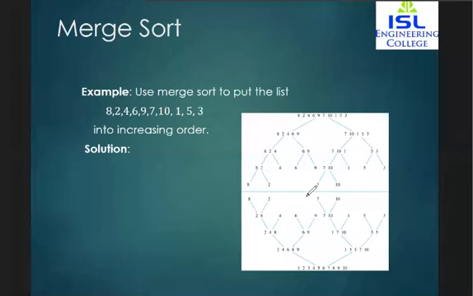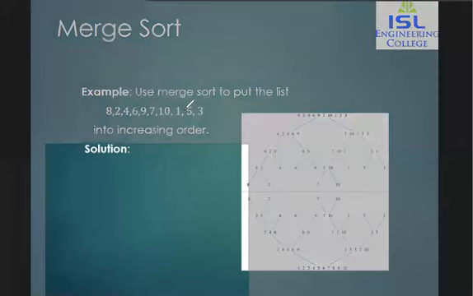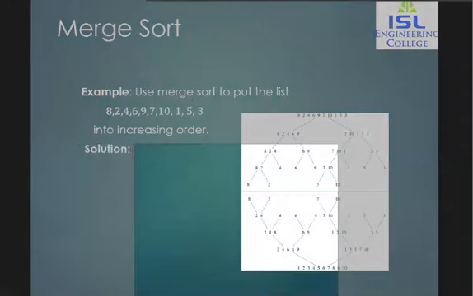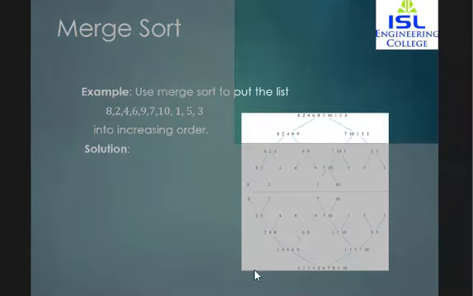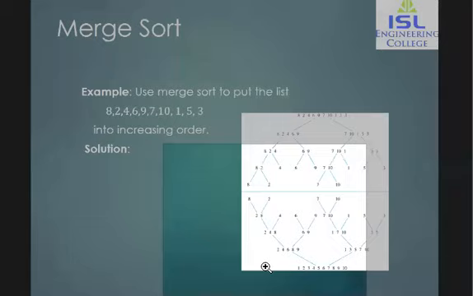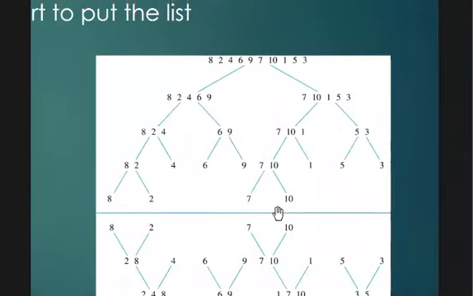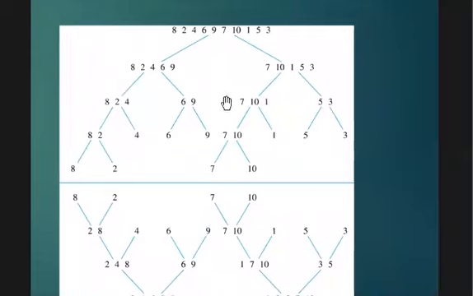So for this, let's see the diagram a bit clearly. So over here, this diagram is showing you the merging, dividing and the conquering. So merge sort is basically a divide and conquer strategy where we are dividing it first. So 8, 2, 4, 6, 9, 7, 10, 1, 5, 3. It is divided into two sub-arrays, each of 5 elements.